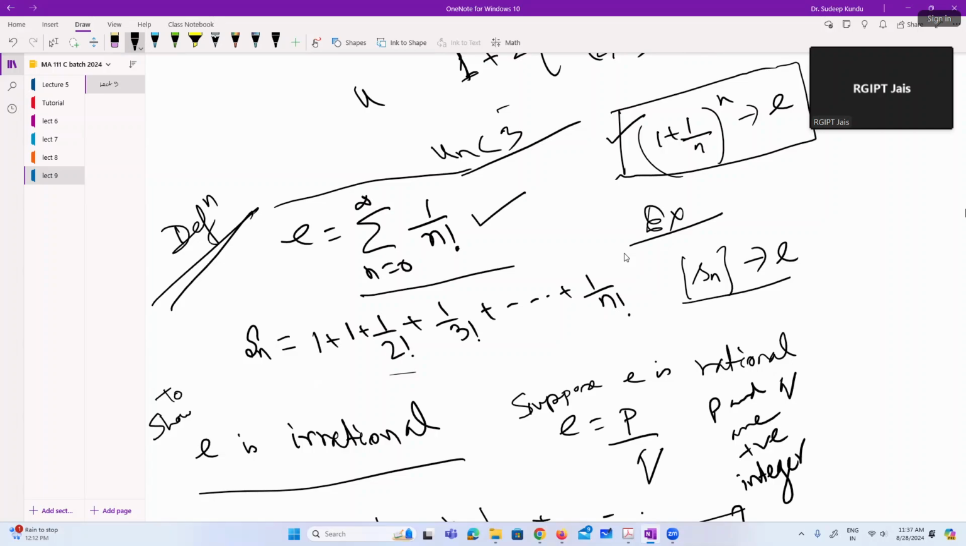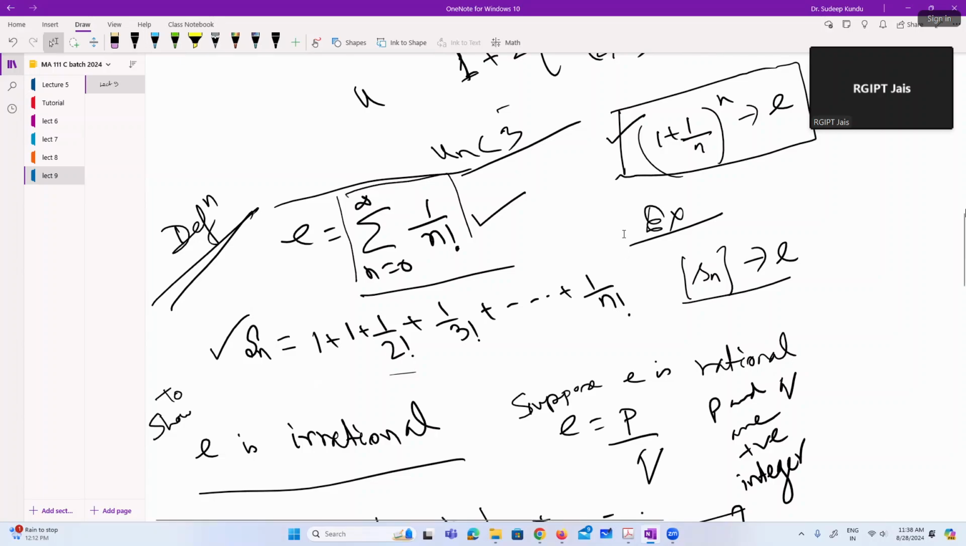So using that (1 + 1/n)^n converges to e, you have to show this sequence Sn converges to e. Once you have shown that this sequence Sn converges to e, and this Sn is nothing but the sequence of partial sums for this series, this series will also converge to e.